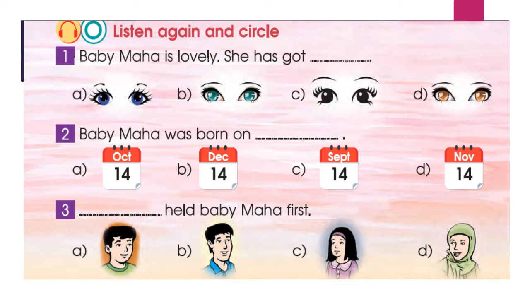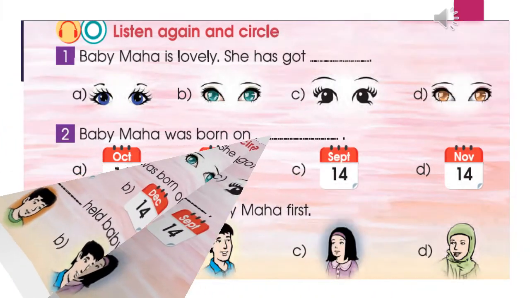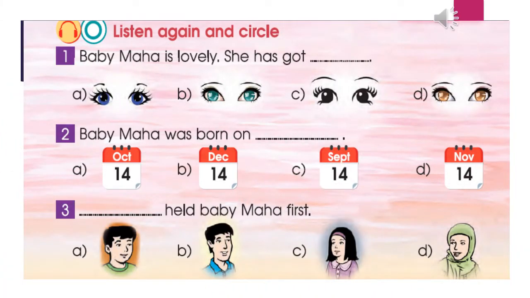After we listen to the recording, let's listen again and circle the answers, okay? Grade 4, Unit 2, Family Celebration, page 32. Listen and retell the story.